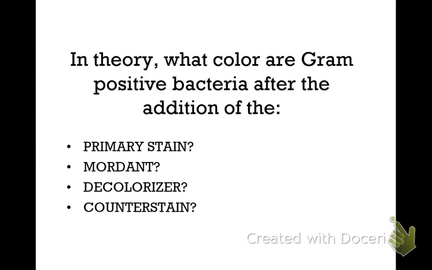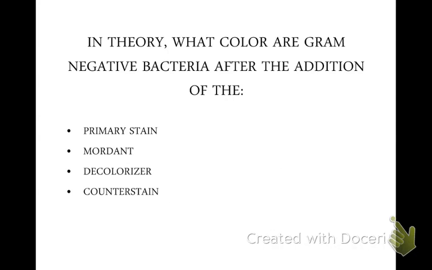Okay, so just talking about gram-positive. After the primary stain, it's purple. After the mordant, it's purple. After the decolorizer, it's purple. And after the counter stain, it's still purple. So gram-positive is going to be purple or violet in color. Gram-negative, after primary stain, is purple. After the mordant, it's purple. After the decolorizer, it's colorless. And then after the counter stain, it's red.